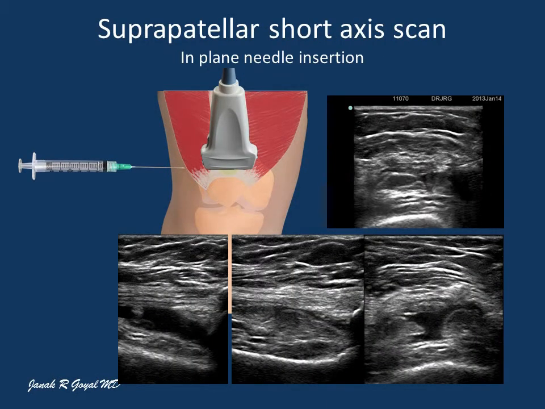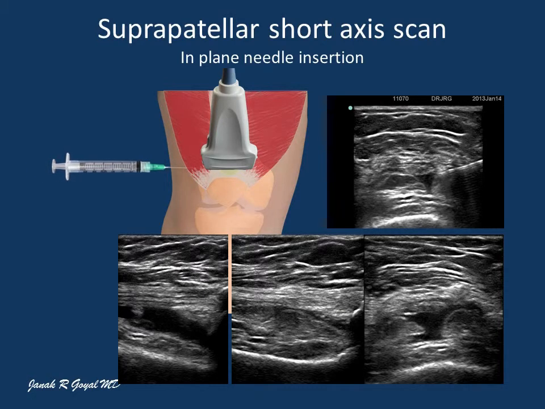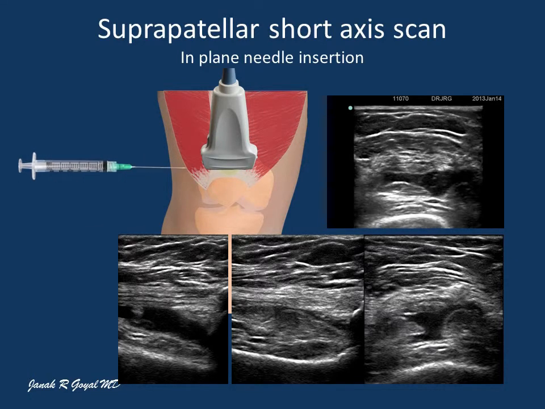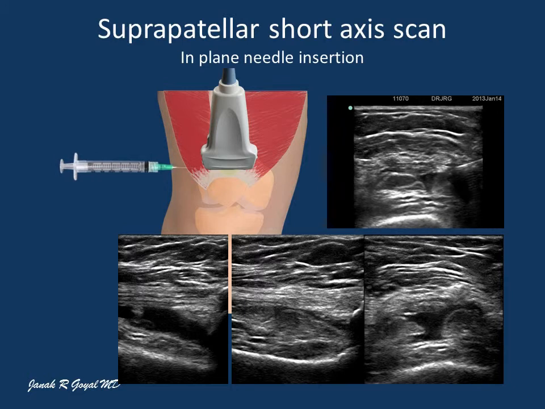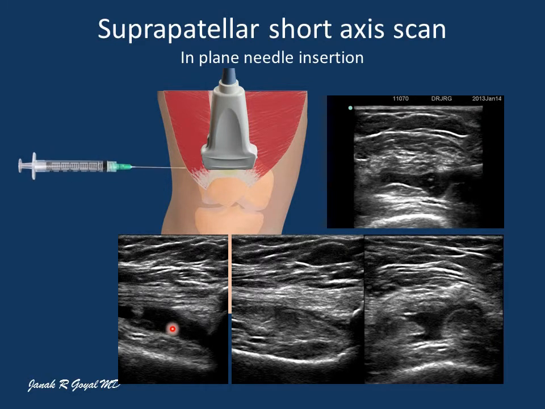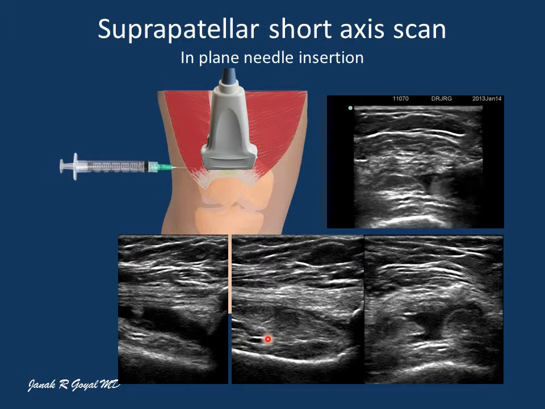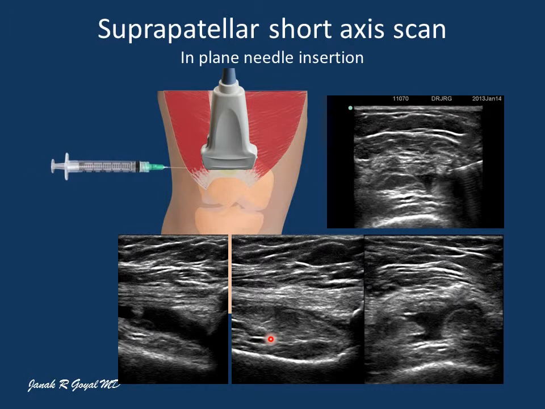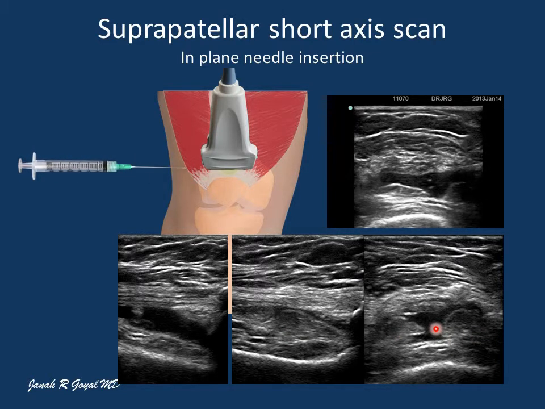Let's look at the suprapatellar short axis scan and in plane needle insertion. Here is where I prefer a suprapatellar short axis scan and in plane needle insertion. Look at these images. Suprapatellar long axis scan clearly indicates a knee joint effusion, which seems to be a very easy target for injection. Now look at these short axis scans indicating a marked thickening of the synovial lining and a very limited space which has effusion.